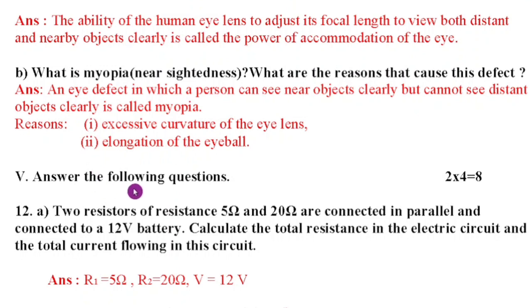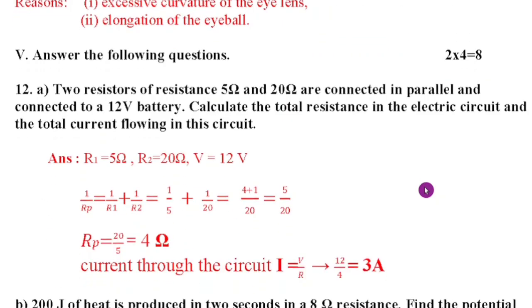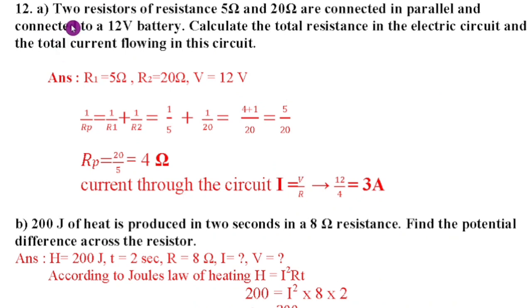Fifth main, answer the following questions. Here two questions are there. Two questions carry 4 marks, so totally 8 marks. 12th question. A. Two resistors of resistance 5 ohm and 20 ohms are connected in parallel and connected to a 12 volt battery. Calculate the total resistance in the electric circuit and the total current flowing in the circuit.